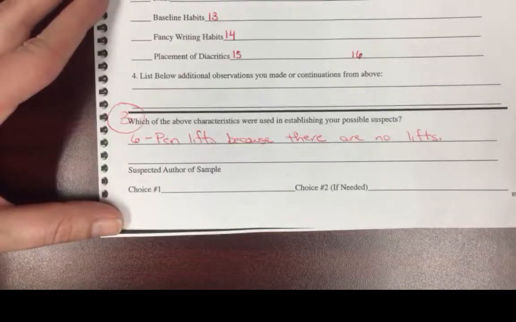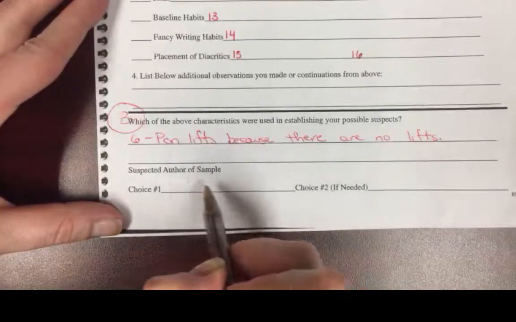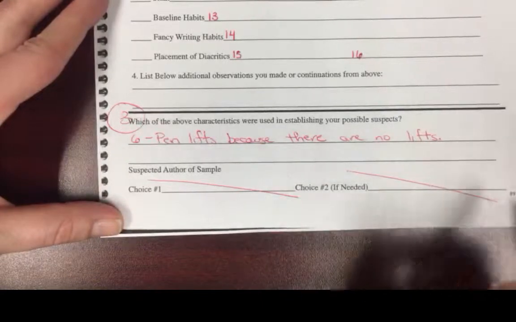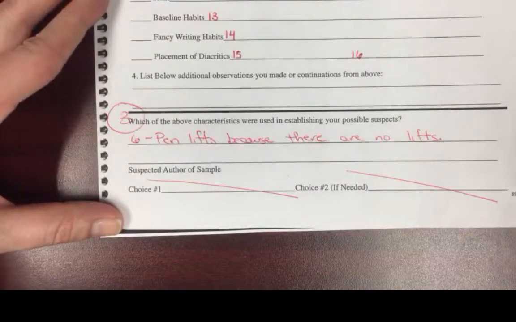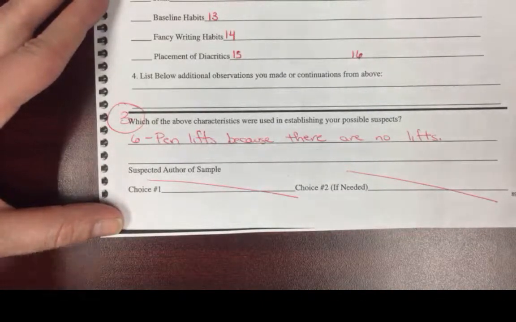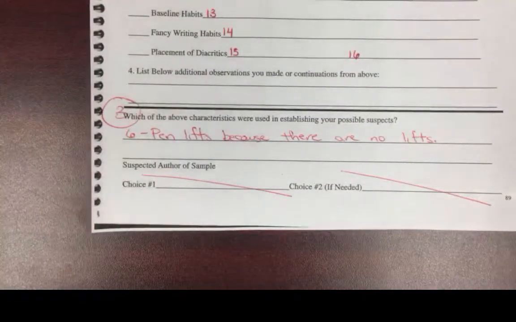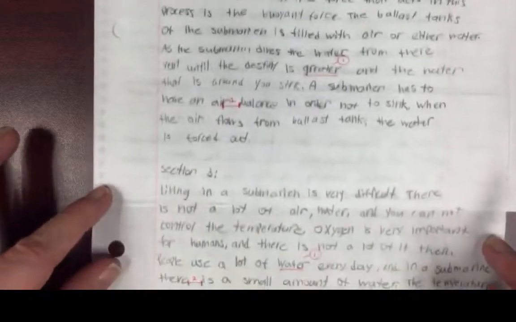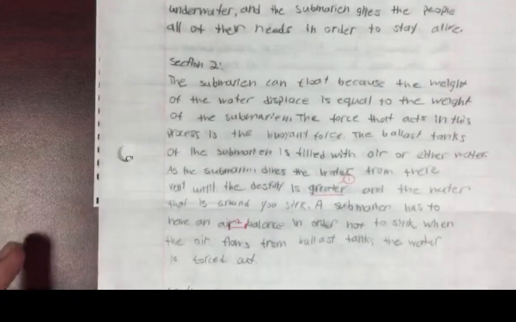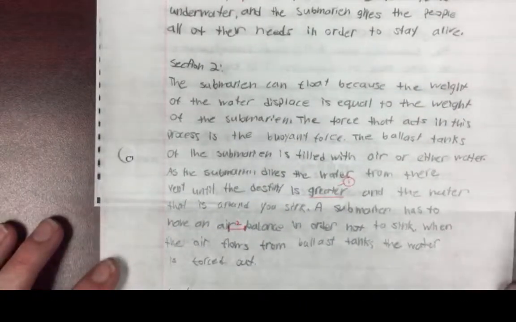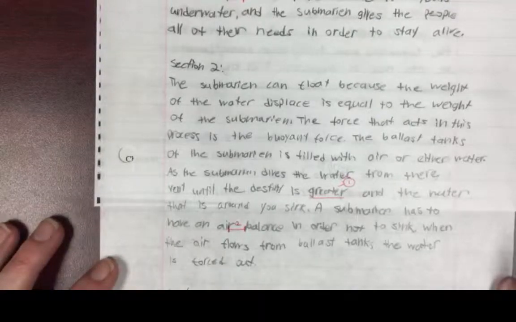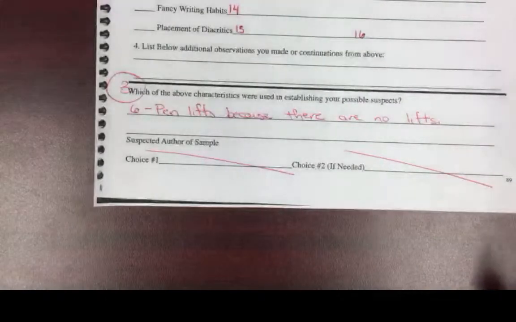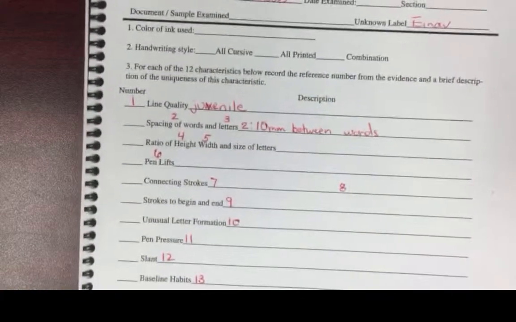Now, since you know who wrote your handwriting sample, you are not responsible for filling out choice number 1 or choice number 2. You will only be doing that with the unknown handwriting sample. When you're done, the analyzed handwriting sample should have a lot of marks in it. Remember, there's 3 marks per characteristic, and there are 16 total characteristics that you're looking for. This should also be completely filled in and descriptive.